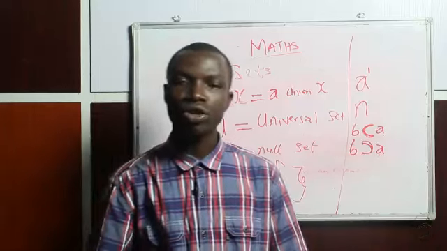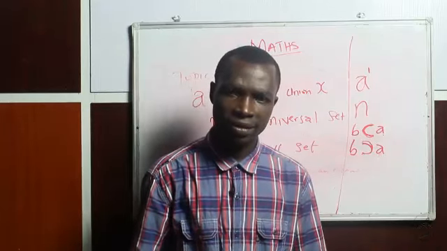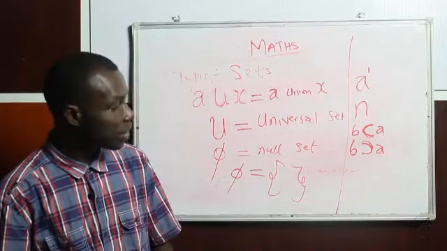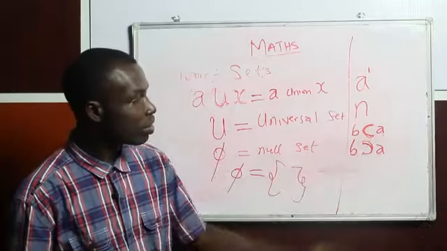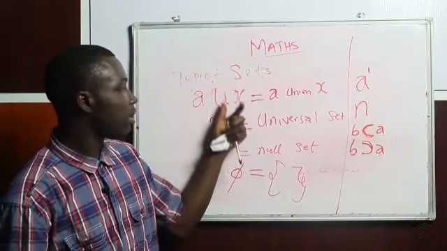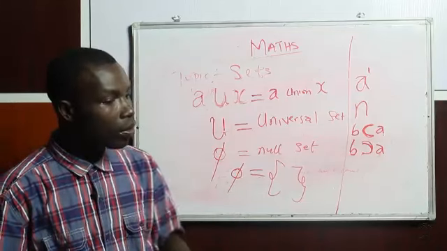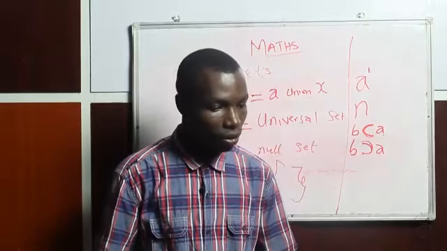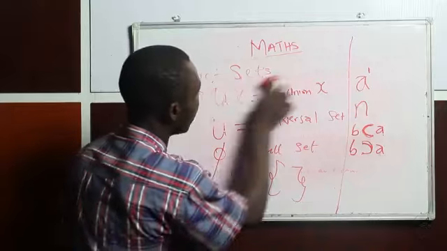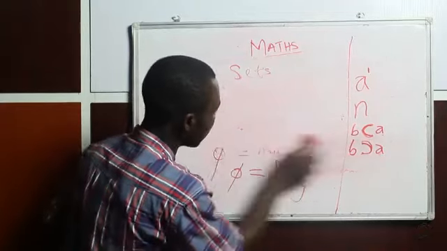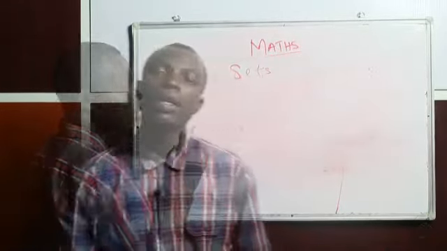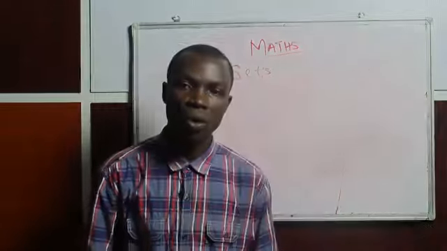Now I want to show you an operation of set, because we have known the symbols of set now: complement, intersection, subset, superset, empty set, union, universal. There are operations on set. But before then, I will explain types of set. Before then, let me give you some questions to solve.